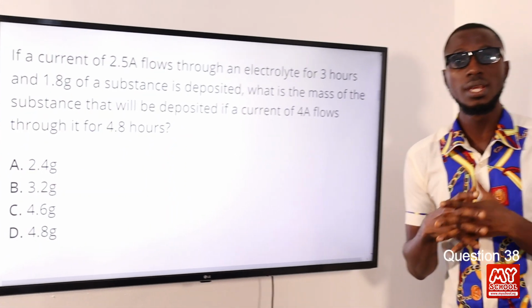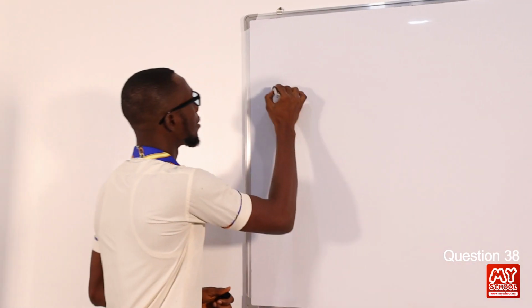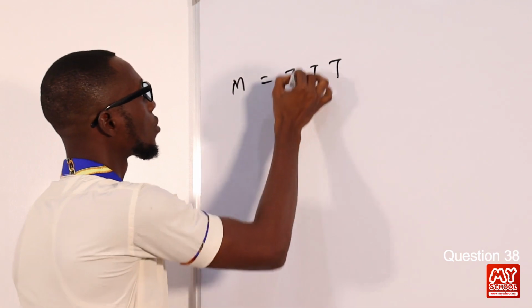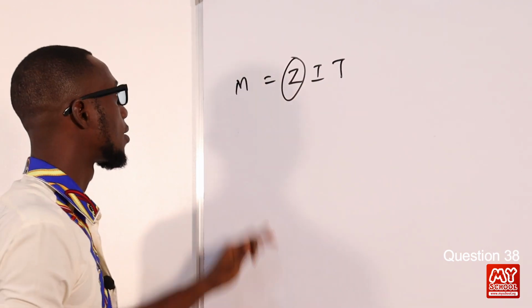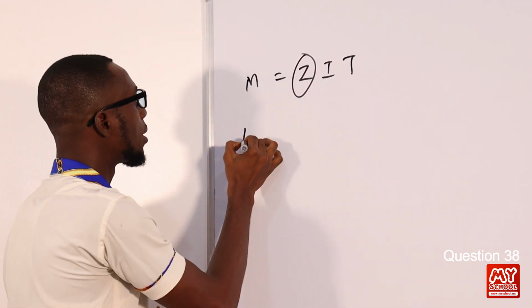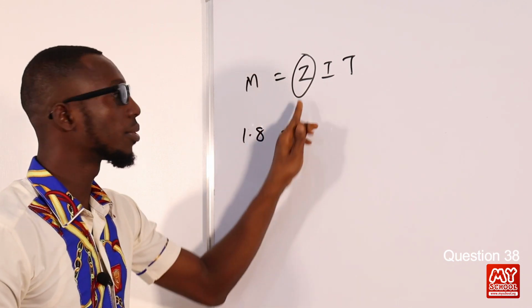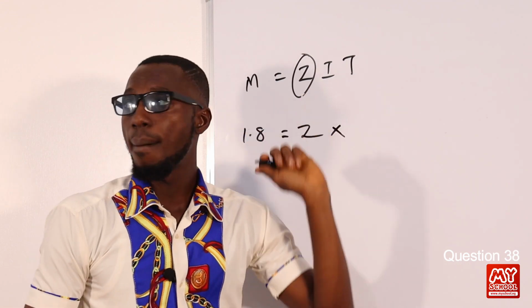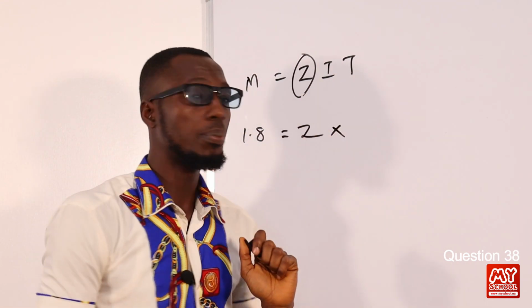So we are going to use the first law of electrolysis, and that gives us this formula: the mass equals ZIt. Of course, we are going to tap out this constant. We are given the mass deposited as 1.8, so we are looking for Z. The current in amperes, we have 2.5.